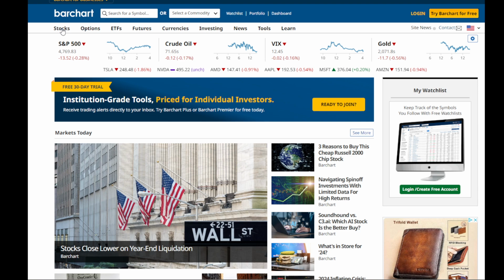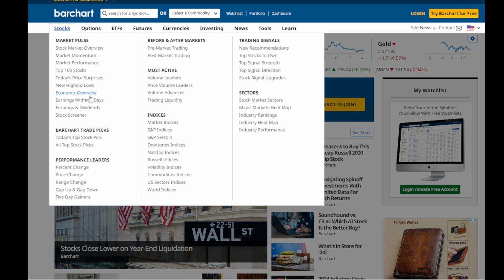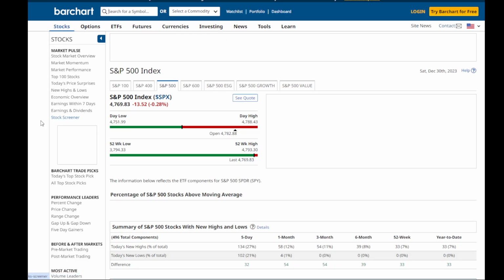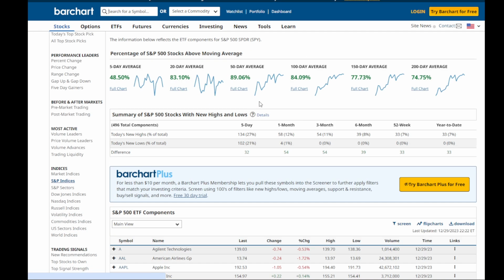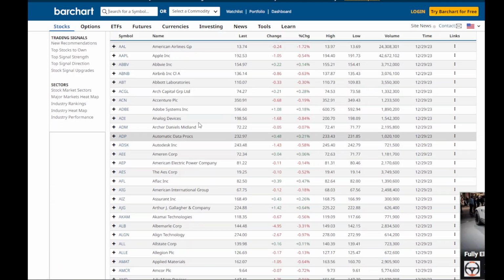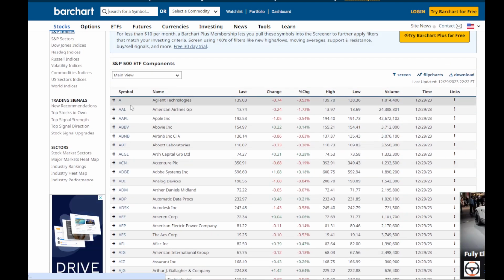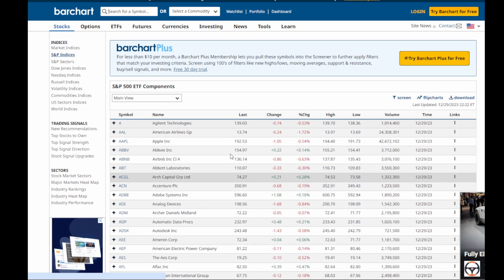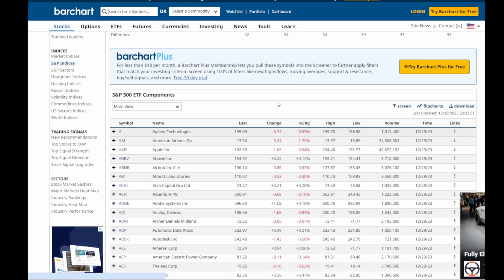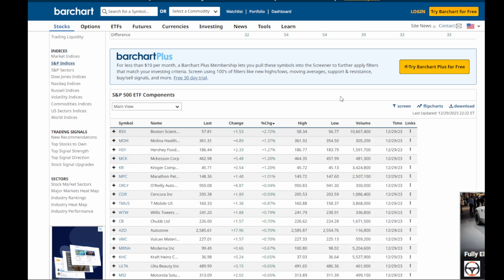So first I'd come over here to the stocks and then go over here to the S&P indices. And then down here, you can see all the components alphabetically of all the S&P 500 stocks. So what I'll look at is, say in the morning or just after the market opens, I'll click on percent change.